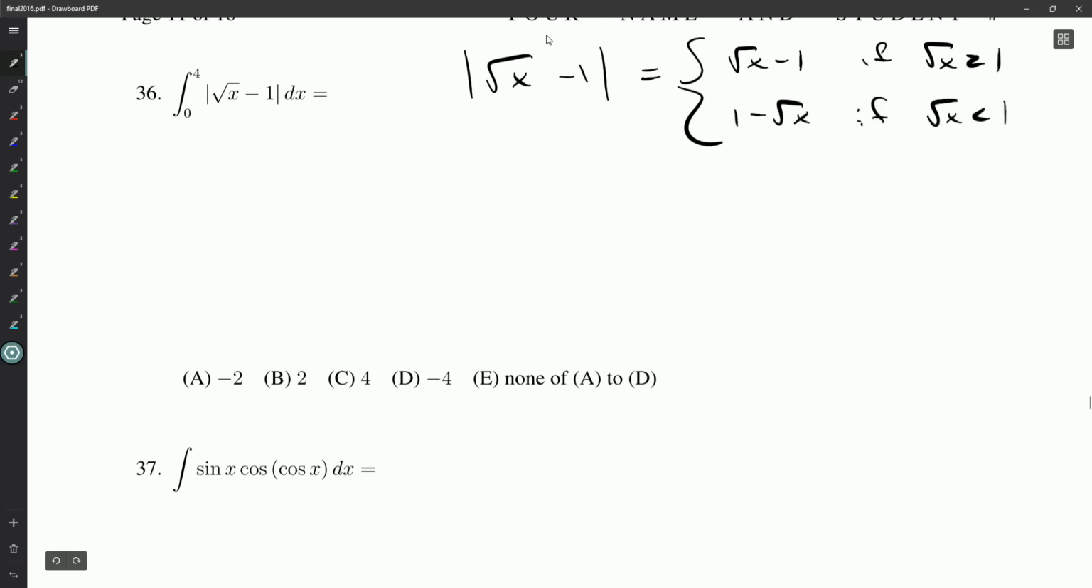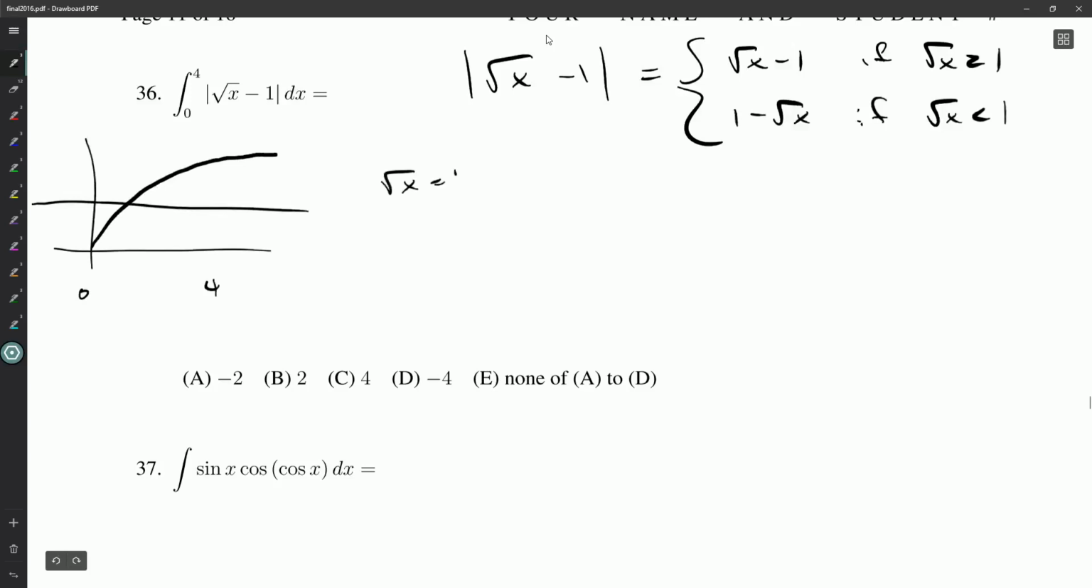I'm not sure. So here's where I would maybe draw a little sketch. So going from 0 up to 4, root x sort of looks like a parabola on its side, and 1 just sort of comes straight across. And these guys do intersect. They intersect, if you square both sides, when x is equal to 1. And I can see from my little picture, between 0 and 1, 1 is going to be bigger than root x, so we'll be down here, and our absolute value will look like 1 minus root x. After 1, but before 4, we're going to look like root x minus 1. Nothing will have changed because root x is the bigger function.